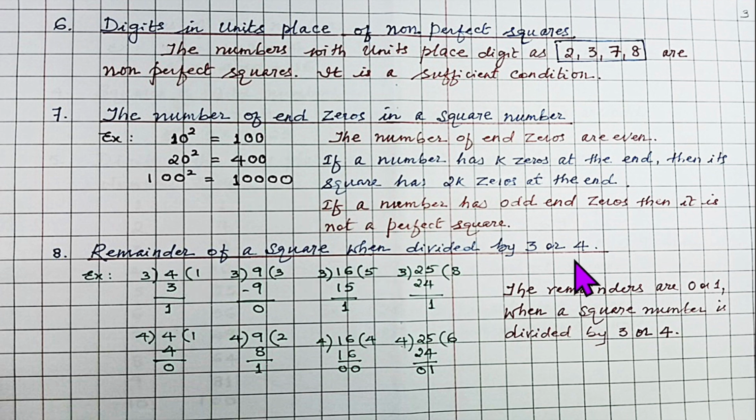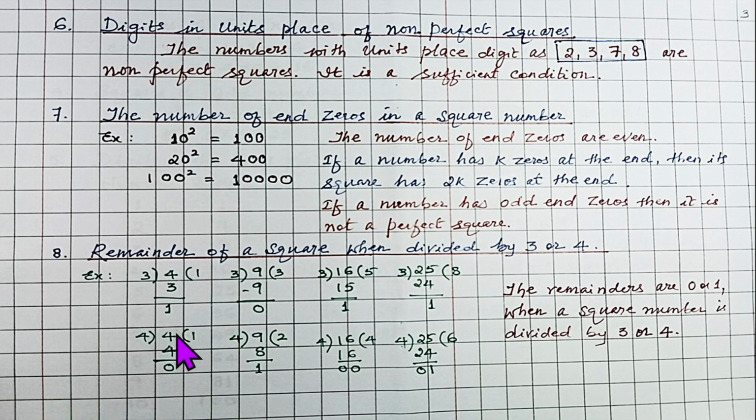Now, the remainder of a square when divided by 3 or 4. Supposing we have 4, which is a square number. If I divide it by 3, 3 times 1 is 3, remainder is 1. If I take 9, which is a perfect square, divide by 3, 3 times 3 is 9, remainder is 0. If I divide 16 by 3, 3 times 5 is 15, remainder is 1. In each case the remainders are either 1 or 0. Remember that. So any square number divided by 3 leaves remainder 1 or 0.